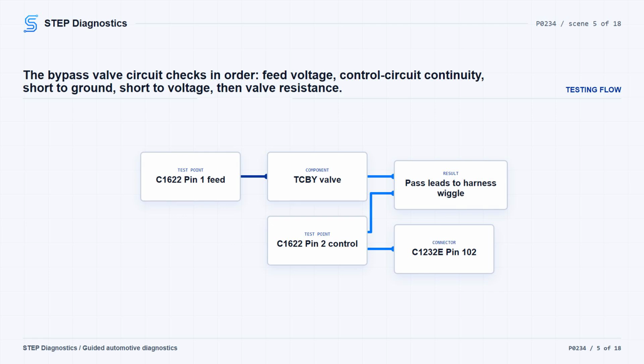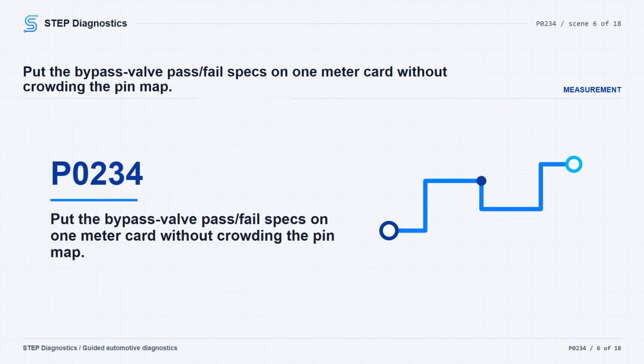Next, with the ignition off and the PCM disconnected, check the control circuit from C1622 pin 2 to C1232E pin 102 on the 2.7L EcoBoost. Resistance should be less than 5 ohms. If it is not, repair the open circuit. Then check C1622 pin 2 for a short to ground. Resistance should be greater than 10,000 ohms. If it is not, repair the short circuit.